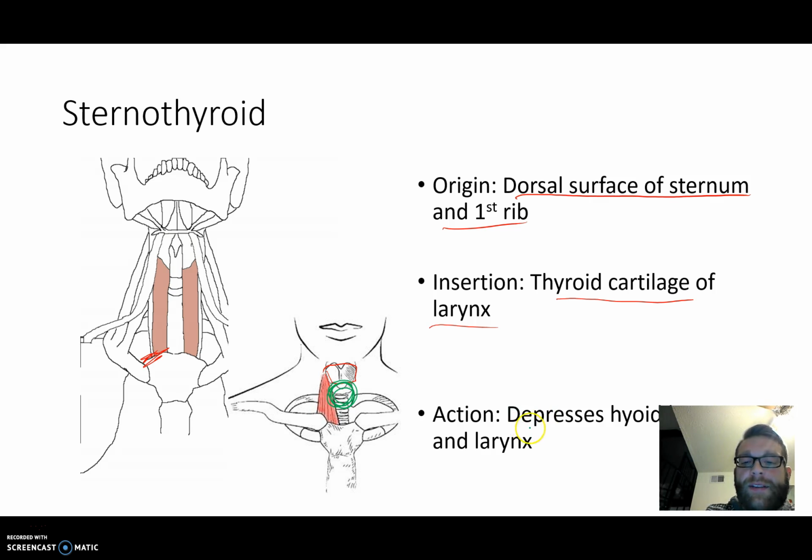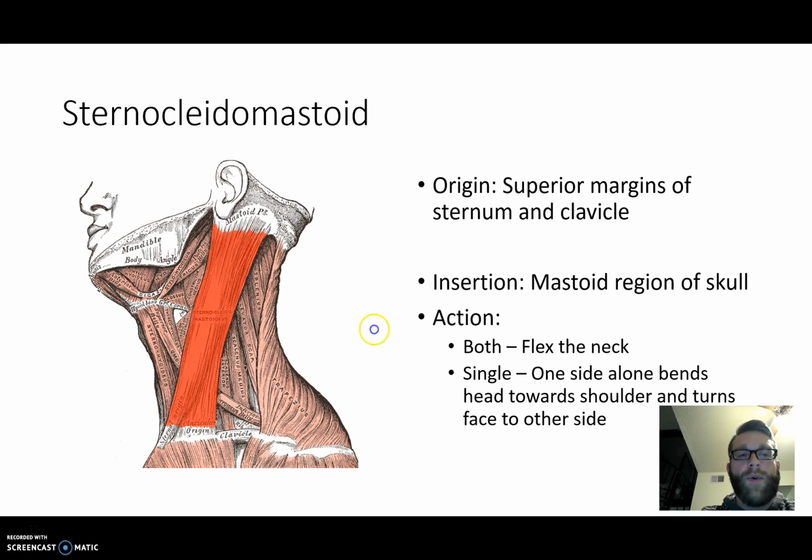So its main action is to depress the hyoid bone and the larynx. So you can say depresses hyoid bone, or you could say depresses the larynx. So sternothyroid again is a muscle that goes from your sternum to your thyroid. Those are the big things about these names. They often help describe where the muscle begins and ends. The last muscle for the neck that you need to know is the sternocleidomastoid.